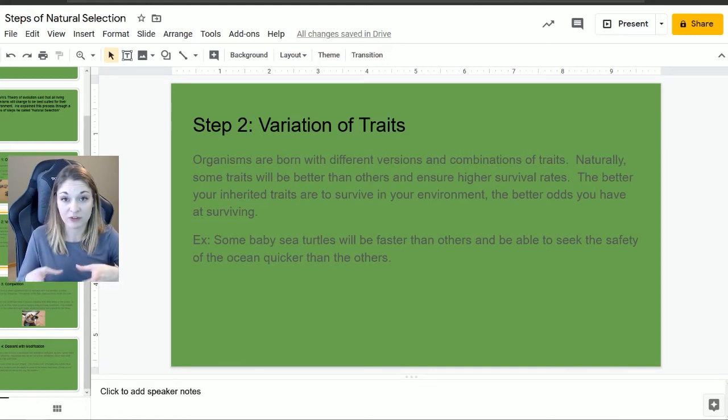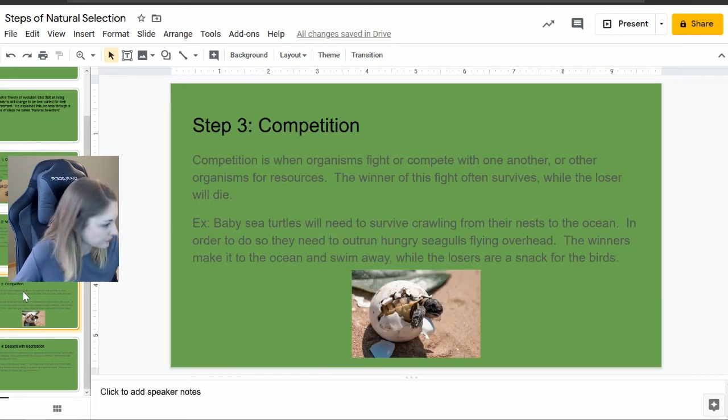So the first environment they're in is on the beach. The second one is in the ocean. And so it's going to be a combination of these different good traits that allow them to survive. So again, variation of traits just means that there's different versions or different types of traits per organism.